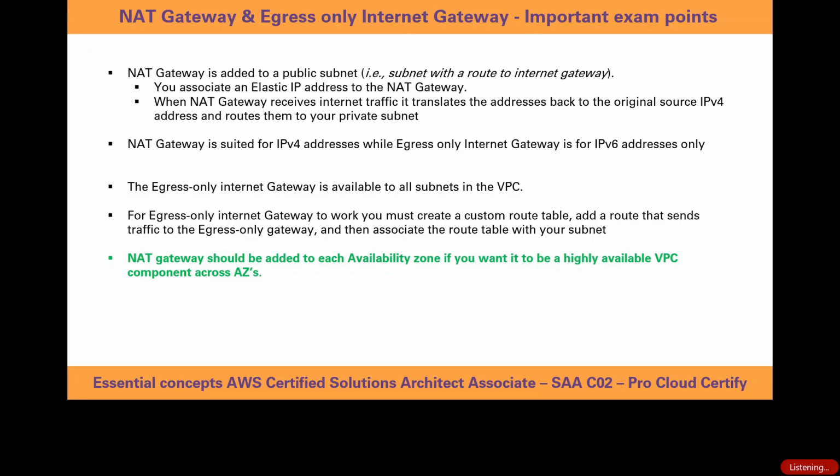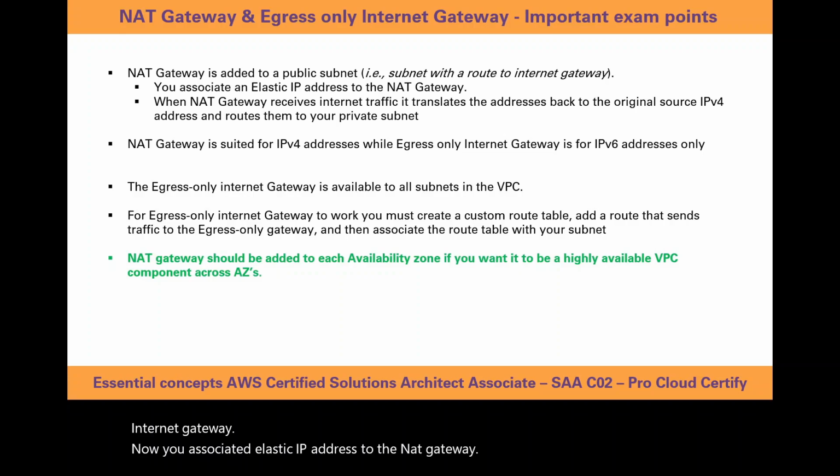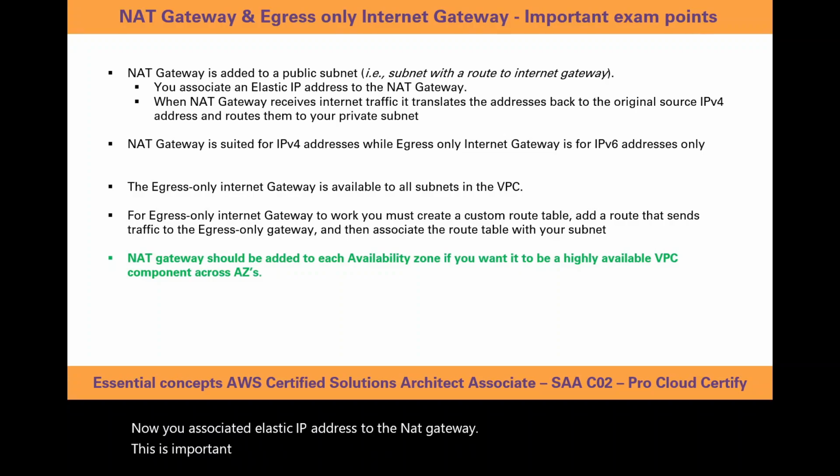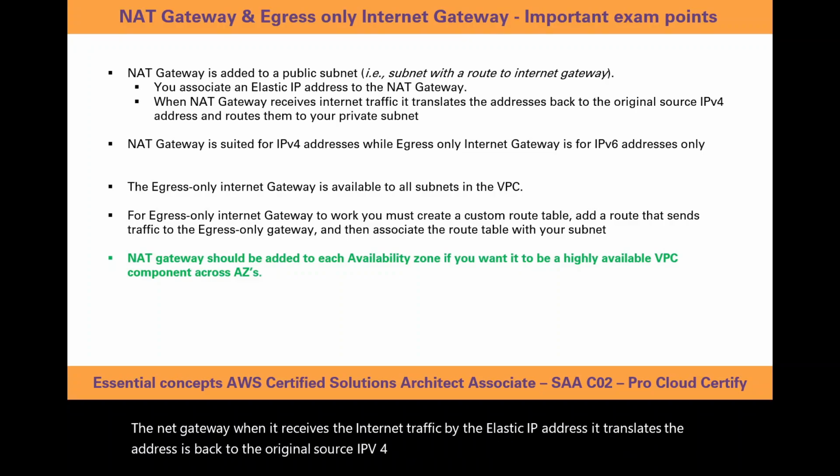Now let's go over some important exam points about NAT gateway and Egress only internet gateway. A NAT gateway, as mentioned, is added to a public subnet, which is a subnet with a route to an internet gateway. Now you associate an elastic IP address to the NAT gateway. This is important because when the internet needs to connect to your NAT gateway, it only knows the elastic IP address. When the NAT gateway receives the internet traffic via the elastic IP address, it translates the addresses back to the original source IPv4 addresses and routes them to your private subnet.